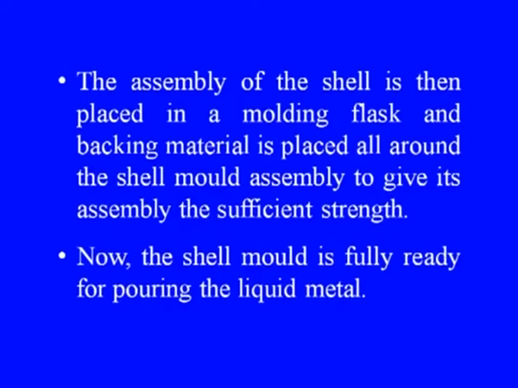The assembly of the cell is then placed in a molding flask and backing material is placed all around the cell to give its assembly sufficient strength. Now, the cell mold is fully ready for pouring the liquid metal.